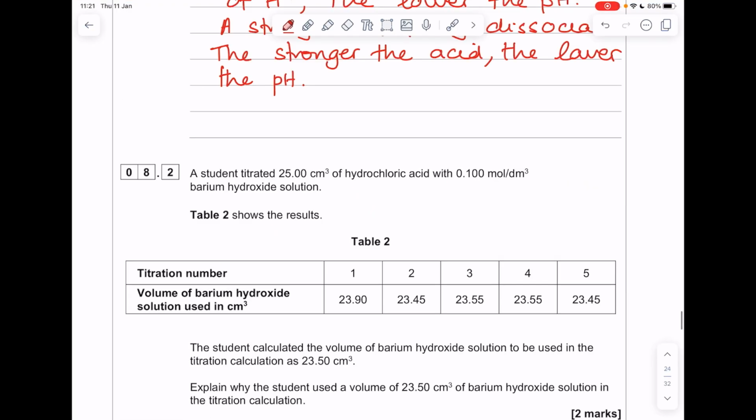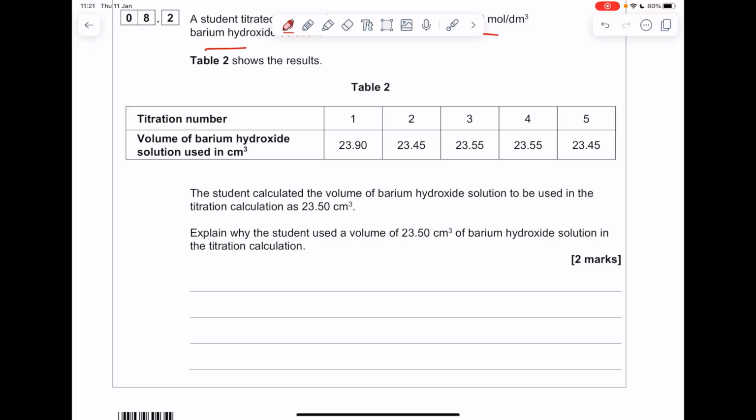A student titrated 25 centimetres cubed of hydrochloric acid with 0.1 mole of barium hydroxide solution. The student calculated the volume of barium hydroxide used was this. Explain why the student used a volume of 23.5 of barium hydroxide solution in the titration calculation.